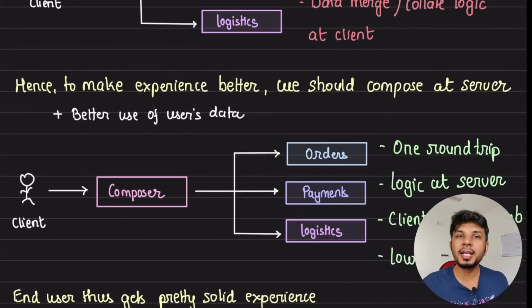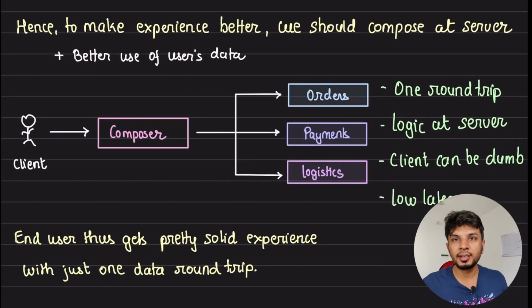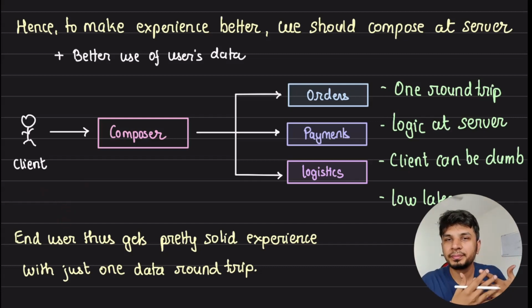So it's better utilization of your client's data. It would have lower latency as compared to the first approach that we discussed, and there is just one round trip. Your client can be dumb, just understand what the response is and start rendering. It does not have to have the merge logic.